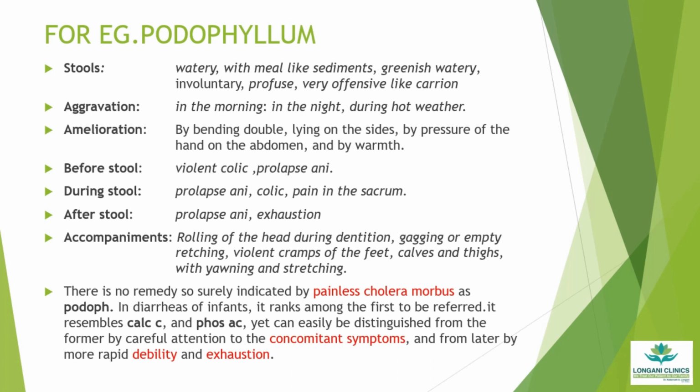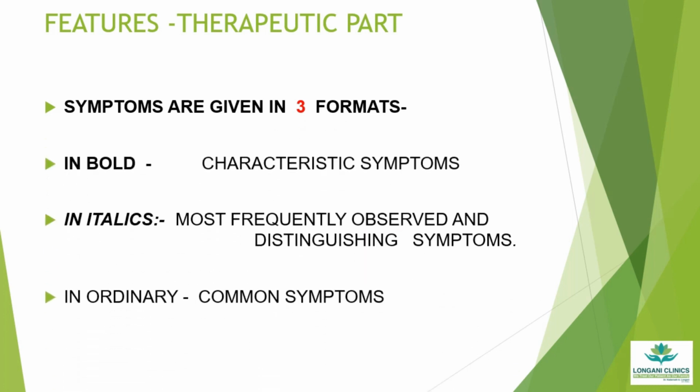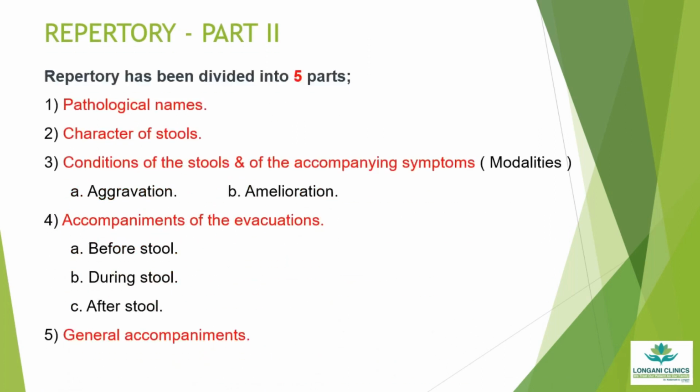Features. Therapeutic part. Symptoms are given in three formats. 1. In bold, characteristic symptoms. 2. In italics, most frequently observed and distinguishing symptoms. 3. In ordinary type, common symptoms. Repertory part is the second part.